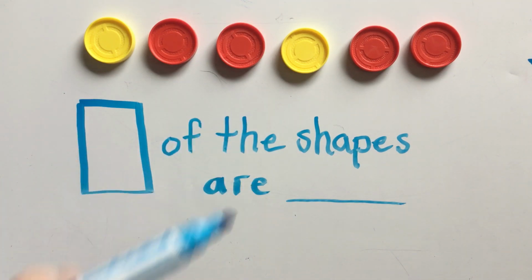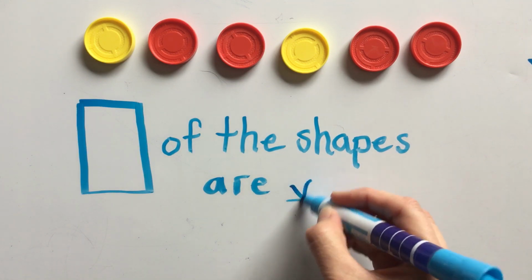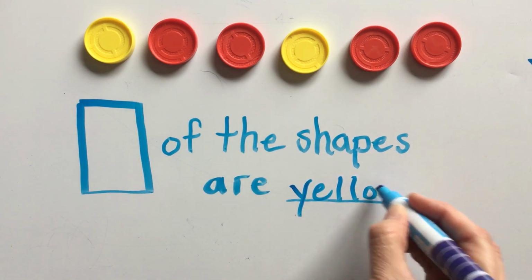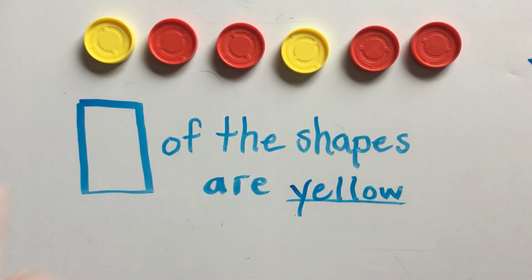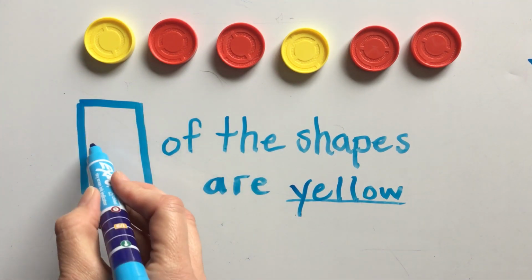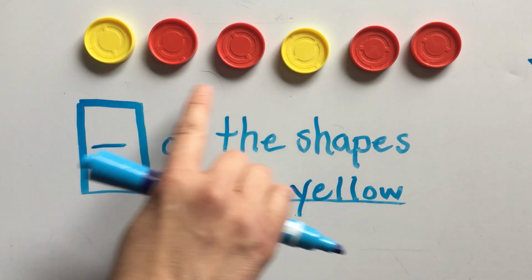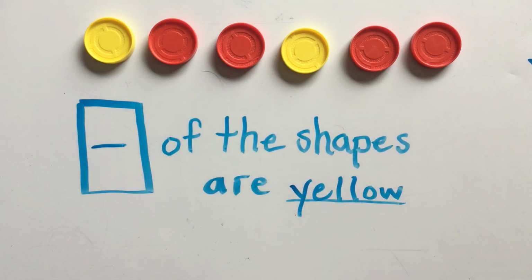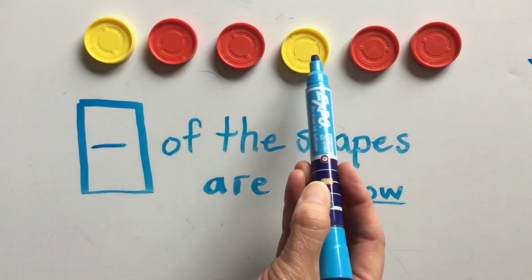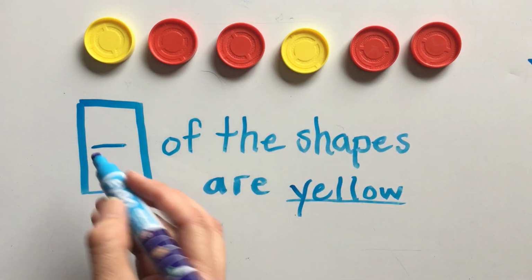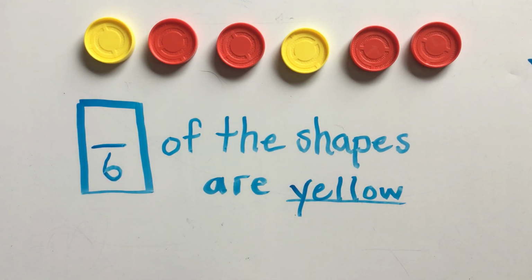In this box, I'm going to write the fraction of the shapes that are yellow. So let's focus on that first. Now, in order to write the fraction of yellow discs in this set, I need to first find out my denominator. How many shapes are there altogether? How many colored discs are there altogether? Well, there's 1, 2, 3, 4, 5, 6. 6 is my denominator because it tells me the total number of equal parts.